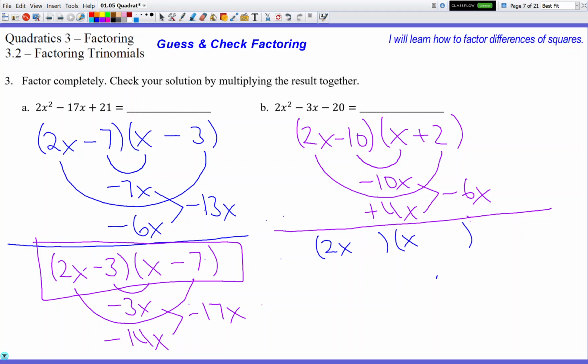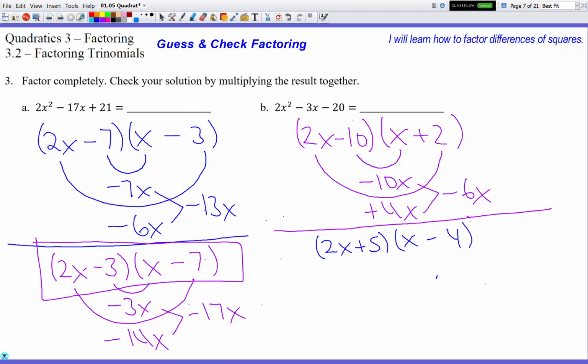Maybe it's 5 and 4. So let's try that out. So 5 and 4. And I want a negative 20, so I got to give somebody negative, somebody positive. So I'll just try to give this guy positive, this guy negative. Okay, and let's just see if it works. So 2x times x, yep, that's 2x squared. That's my front. Positive 5, negative 4, yep, that's negative 20. That's my back.